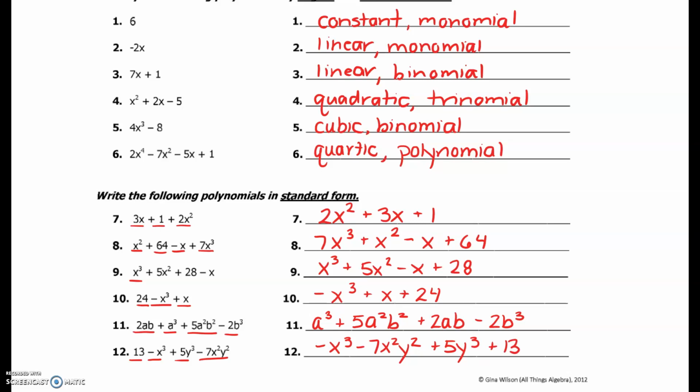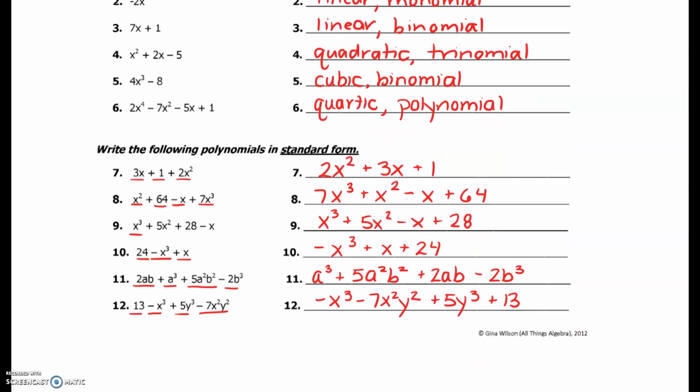So writing our final answers in standard form is super important, especially for multiple choice type questions where you're trying to match your answer to a multiple choice answer. They will typically be written in this standard form. So if we can get in that habit, it's a great thing to get into. So that's kind of the introduction for our polynomials here.